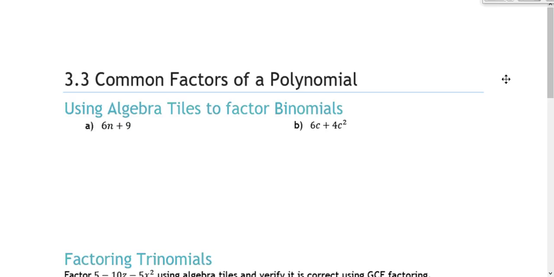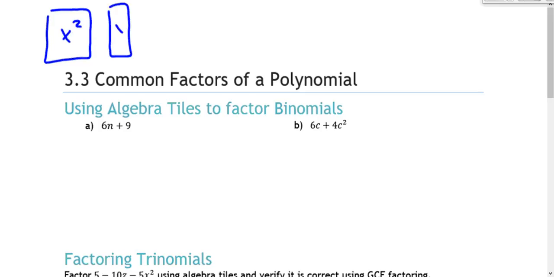So this is 3.3, common factors of a polynomial. In algebra tiles, we have three different tiles. We have our x squared block, our x long tile, and our 1 unit tile here.